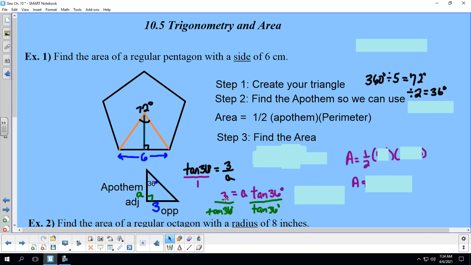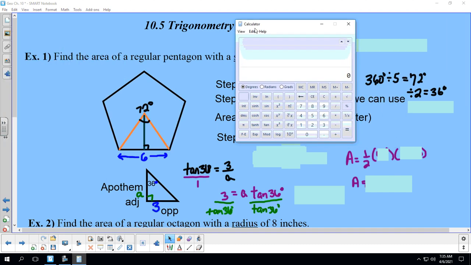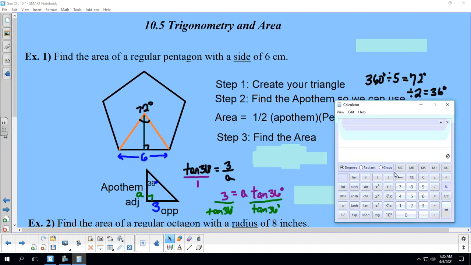We are going to solve for A, so we have to divide both sides by tan 36 degrees. So in my calculator, I put 3 divided by tangent 36, and let's go ahead and do that together so you can see kind of the process. Your calculator is going to be different. This one likes 3 divided by, it likes the degrees first, and then it likes the trig. Tan. And then equal sign. So my answer is 4.1.